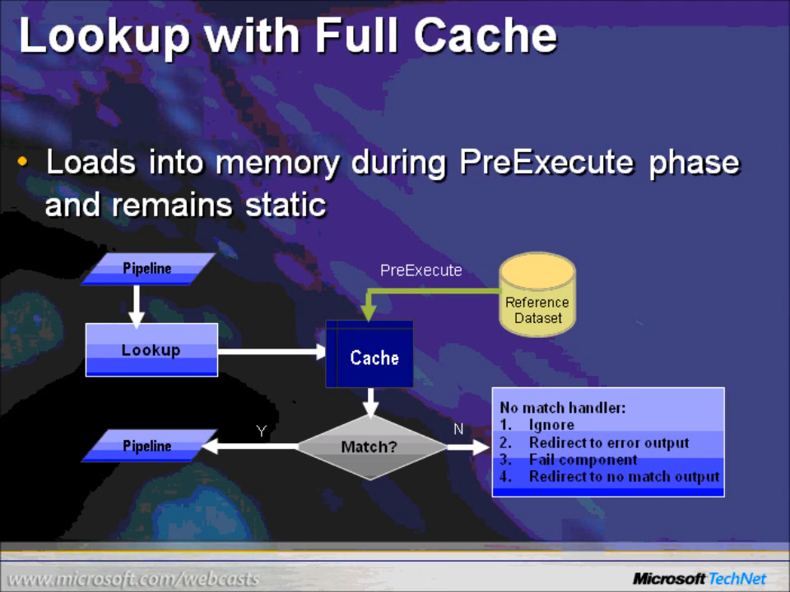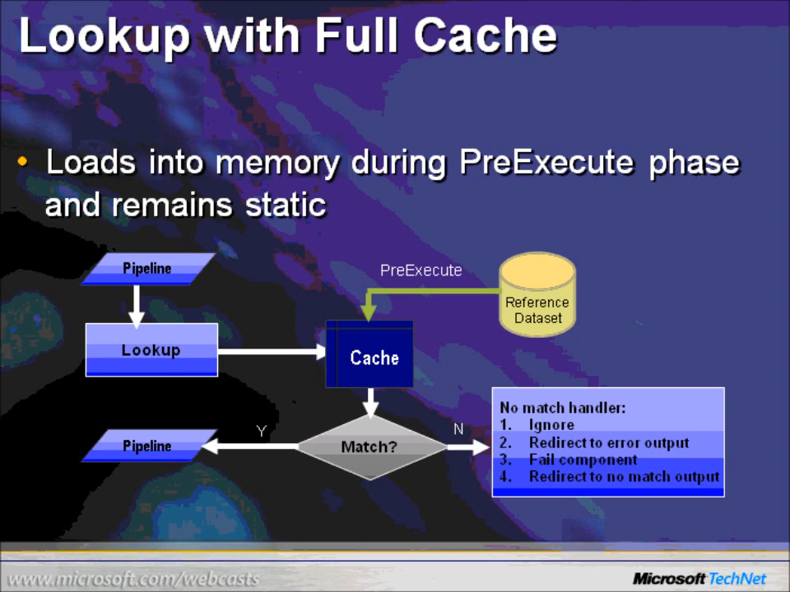And then finally, full cache. Now, this type of lookup is best for stable data sets. Again, in Integration Services 2005, large reference tables could cause performance degradation. Further, only the OLEDB connections were allowed. Now, by using the Cache Connection Manager, all other data source connections are accessible.